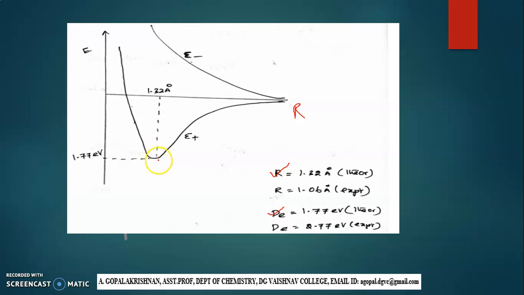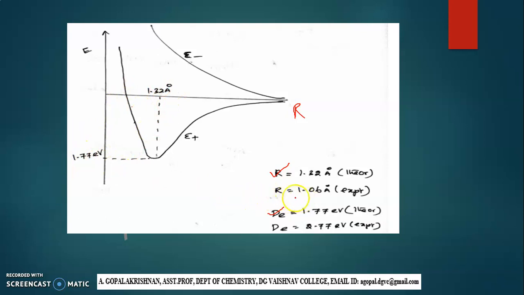At the equilibrium geometry, the bond length or the internuclear distance is 1.32 angstrom units, and the equilibrium dissociation energy is 1.77 electron volt. These two are the calculated values using molecular orbital theory.